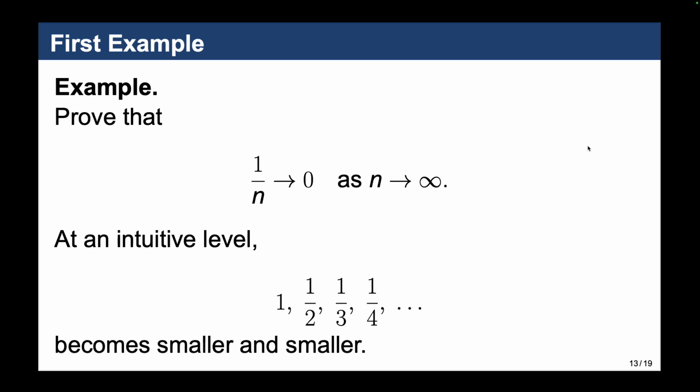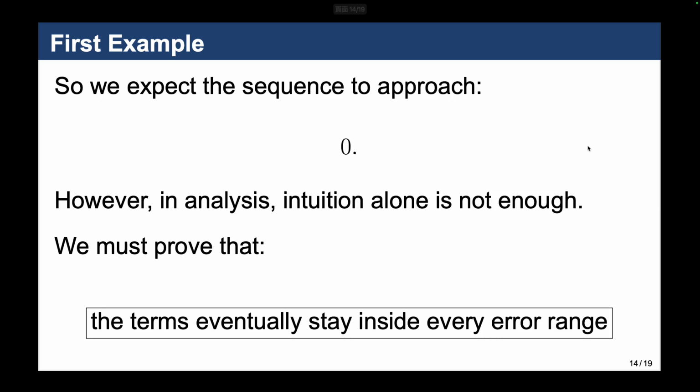Okay, let's look at this example. Prove that 1 over n approaches 0 as n approaches infinity. At an intuitive level, 1 over 2, 1 over 3, 1 over 4 and so on become smaller and smaller. So we expect the sequence to approach 0. However, in analysis, intuition alone is not enough. We must prove that the terms eventually stay inside every narrow range.